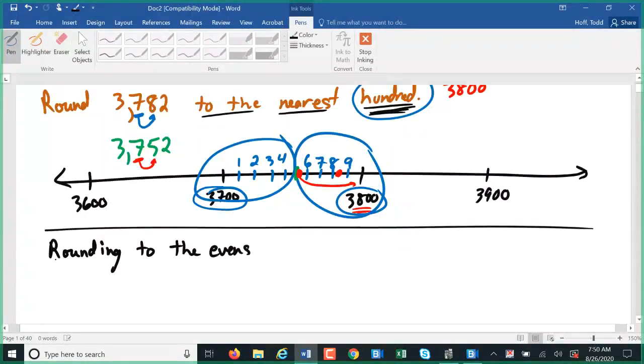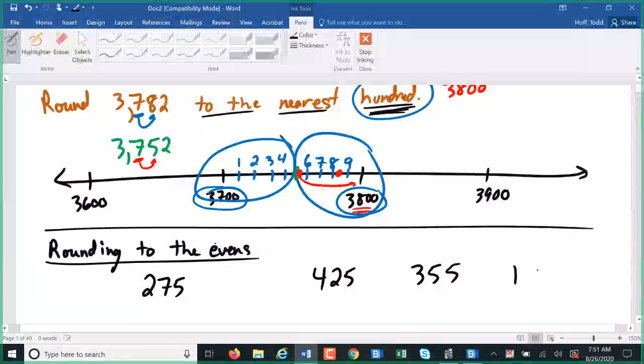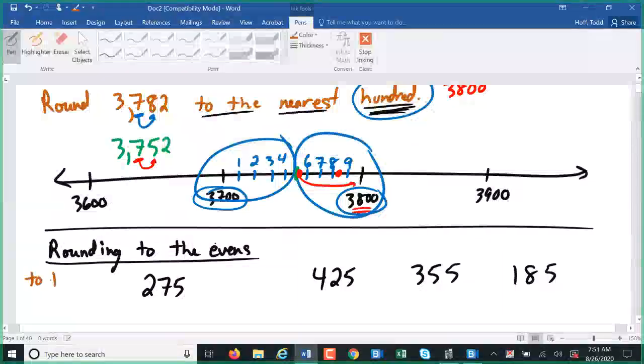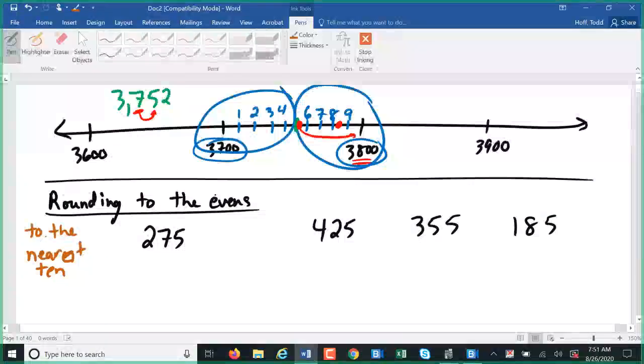And it only applies when that next digit's a 5 and there's nothing else after it. Like if we have 275, 425, 355, and 185. If I wanted to round all three of those to the nearest 10, well, on all three of those, I identify my tens digit, and that next digit is a 5.